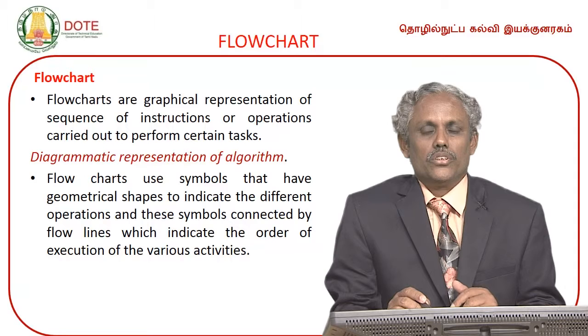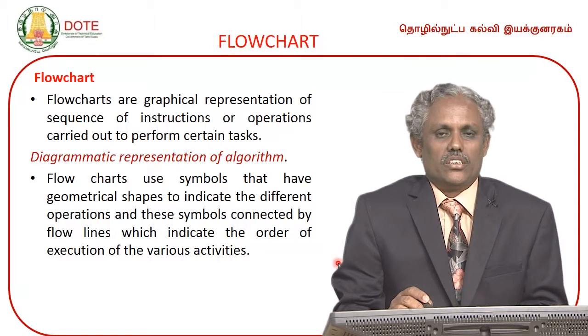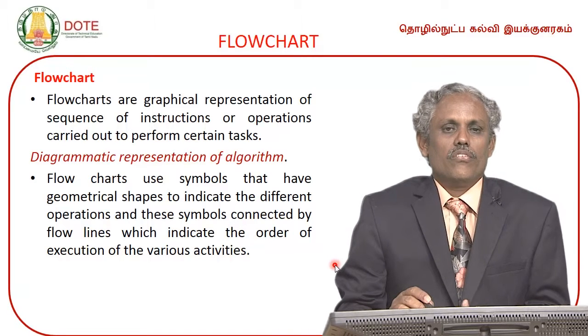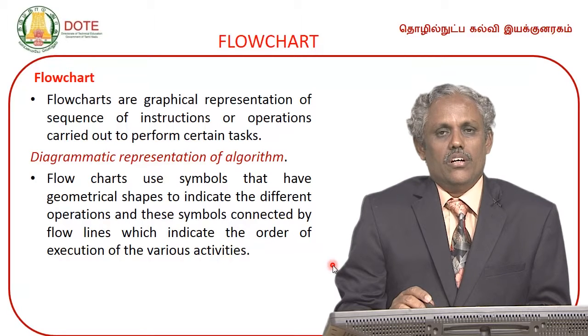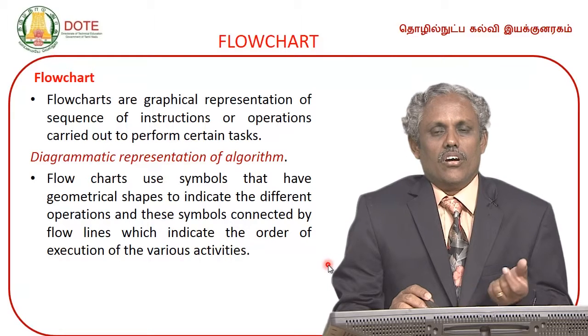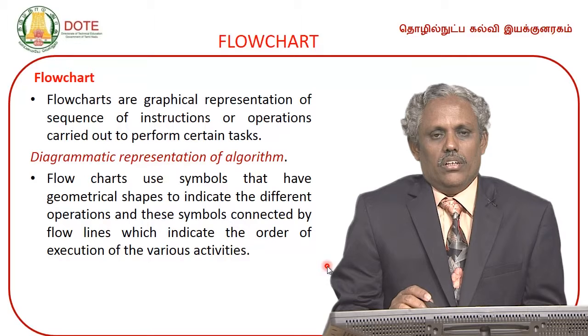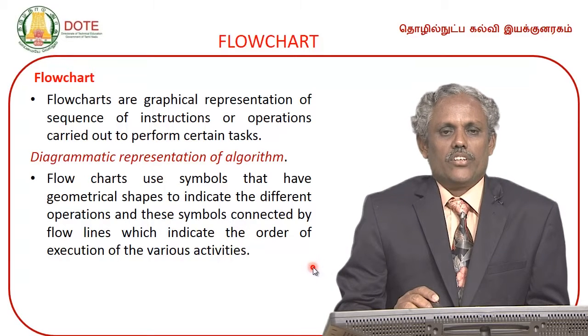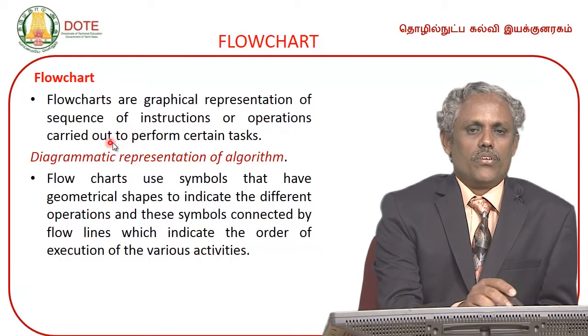These steps can be pictorially represented using different charts. One type of representation of an algorithm is a flow chart. So, the flow chart is a diagrammatic or pictorial representation of algorithmic steps. They are a graphical representation of the sequence of instructions or operations carried out to perform certain tasks.